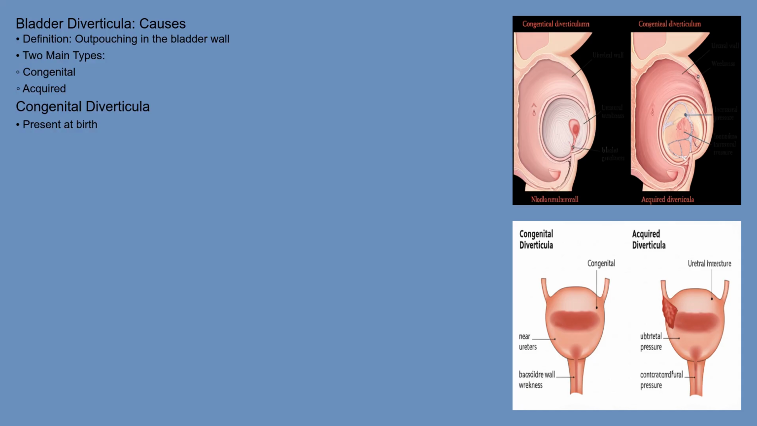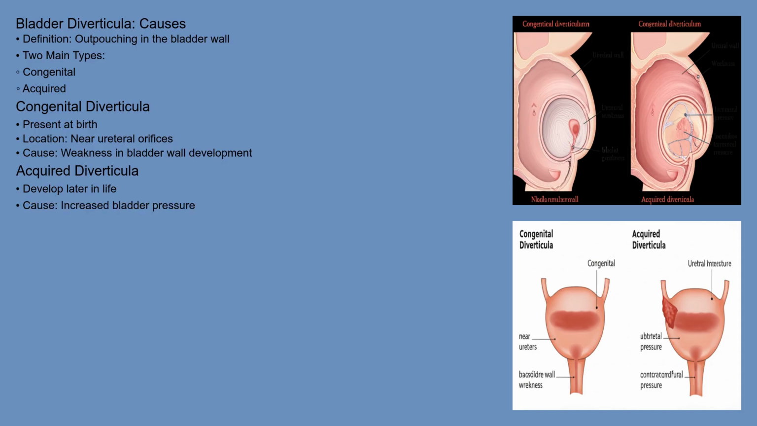Acquired diverticula, on the other hand, develop later in life. These are typically caused by increased pressure within the bladder, often due to bladder outlet obstruction. Common causes of obstruction include benign prostatic hyperplasia or BPH in men, urethral strictures, and neurogenic bladder dysfunction. This increased pressure weakens the bladder wall over time, eventually leading to the formation of a diverticulum.